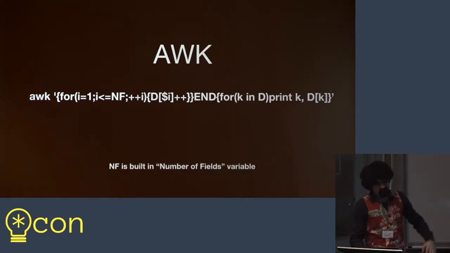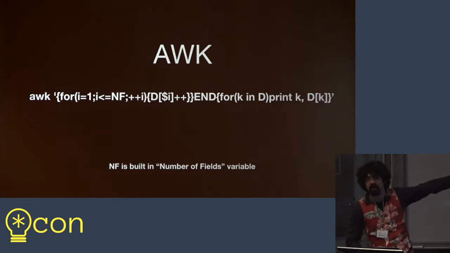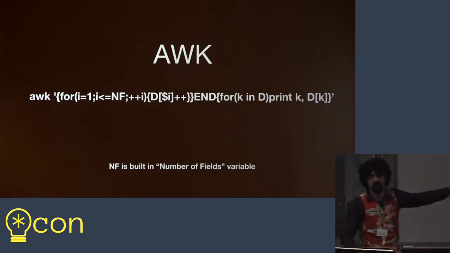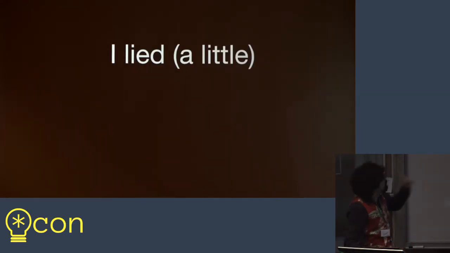And NF here is the number of fields variable. It's a built-in variable. So you don't even have to count how many words there are in a line. You just cycle through however many they are, because awk tells you how many there are in every single record. So I lied a little bit as well.